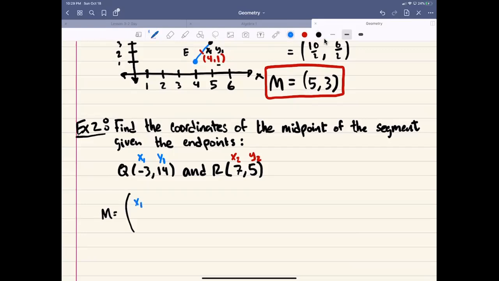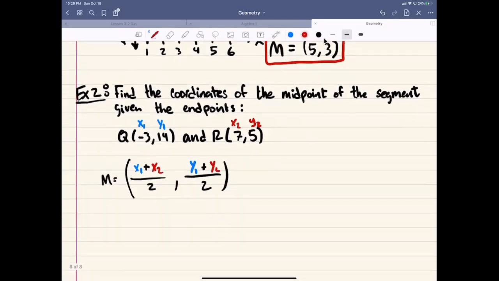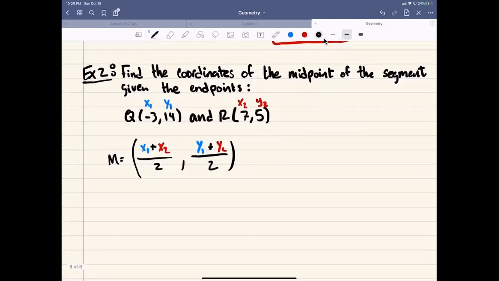Remember, our formula is x1 plus x2, all over 2, comma, and then let me just write it like this to save some time, y1 plus y2 over 2. Remember, you want to keep the x's on the left and the y's on the right. So what are these values? Let's plug these in.